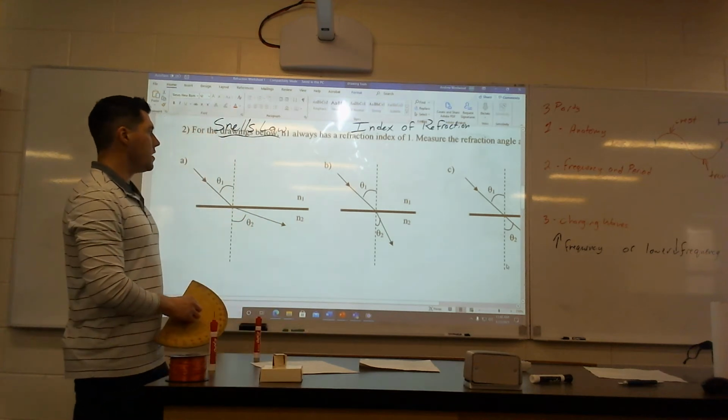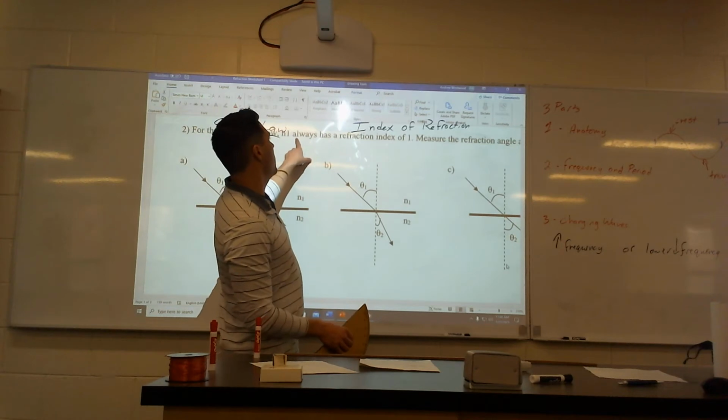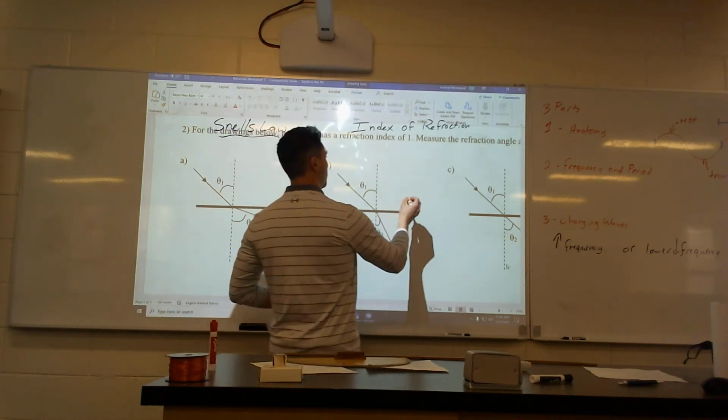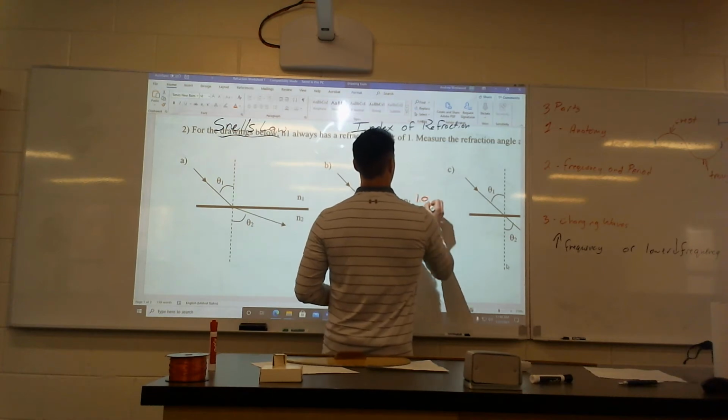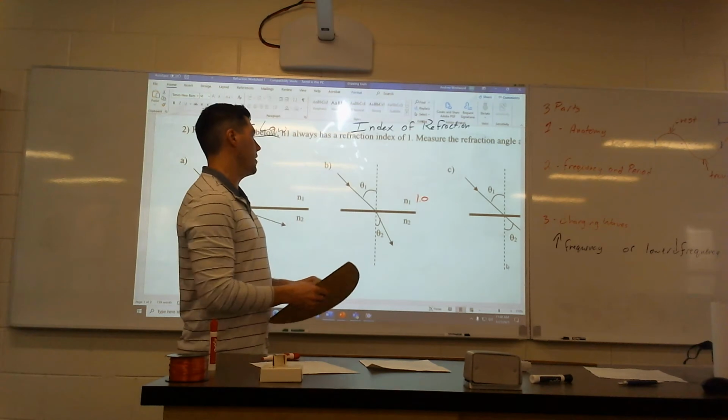Actually I'm going to do B just because it's quite a bit different. So in this question it says N1 always has a refraction of 1. So that's really important to know. N1 here is just 1.0. But it gives you no angles, which means you, using your fancy protractor, have to figure this out.